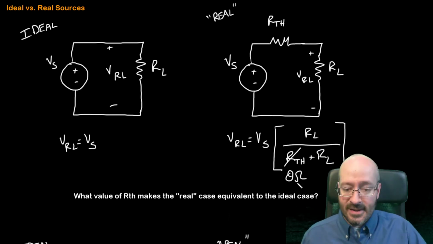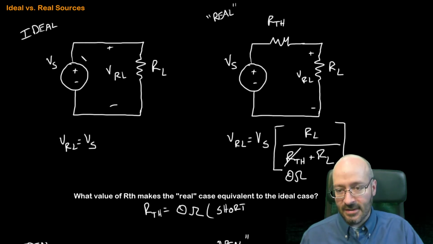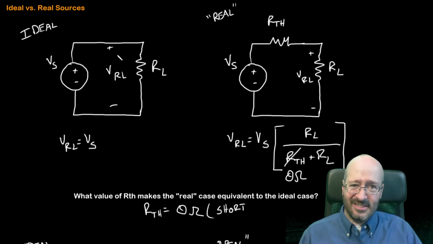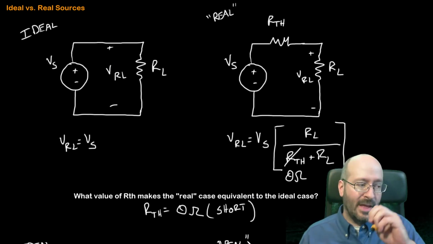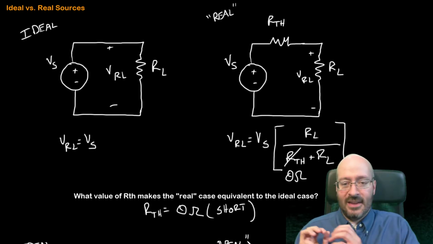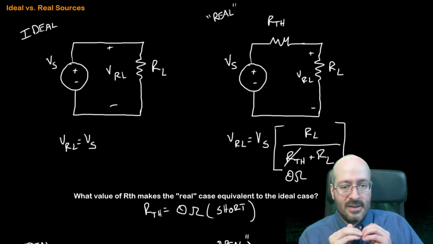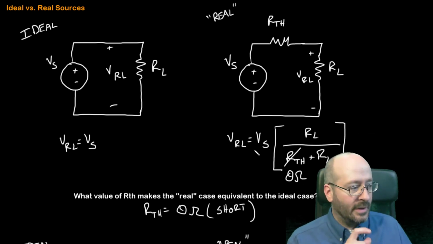And that's what we used in superposition when we said R Thevenin in this case is 0 ohms, and we called that a short. That is the ideal resistance. That is the resistance that's right there. There's no resistor there. It's 0. It's a short. Okay, so that's where that came from. If we want the realistic model to look like the ideal case, then the equivalent resistance needs to be a short, 0 ohms.